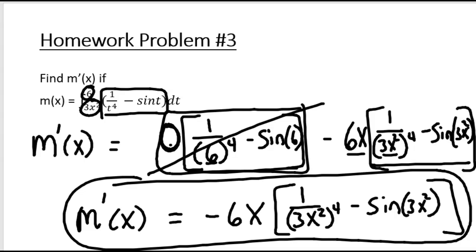And notice I'm not simplifying it. You could simplify it if you wanted to. Like you could do 3x squared to the 4th power, and then you could distribute this in. And even after you distribute it, you'd be able to reduce that first fraction a little bit. I'm not going to bother with that, though. I'm just going to leave my answer like that, and I think that's fine for you to do the same.